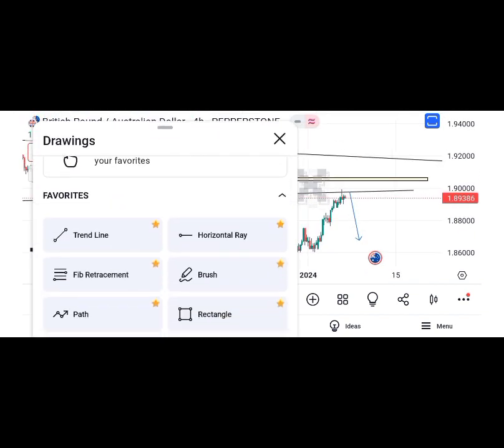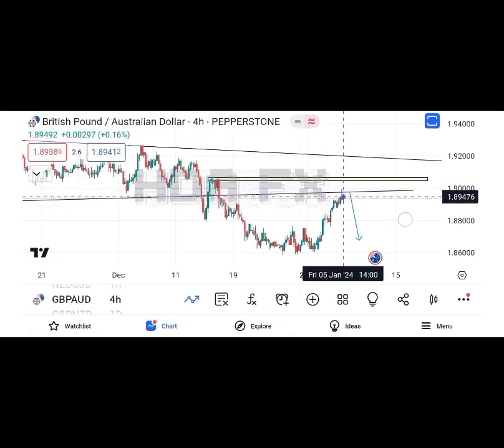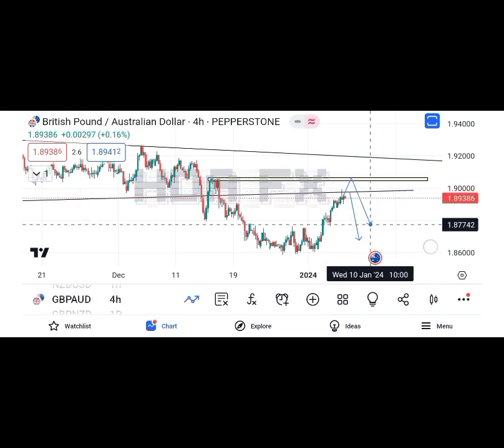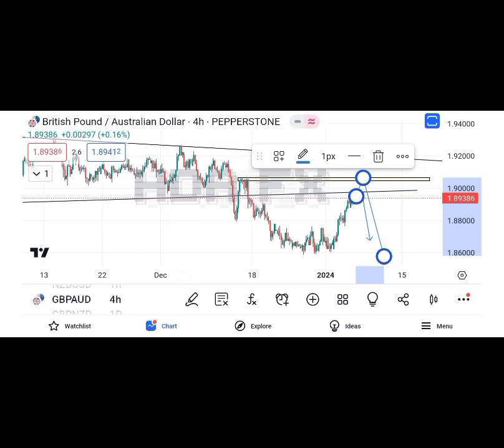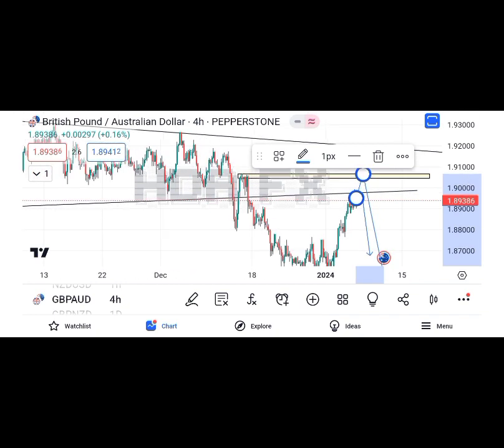Price can decide to continue upward. Price can continue upward to this zone here and decide to drop from this point here. So this is my simple analysis on GBP/AUD for this coming week.